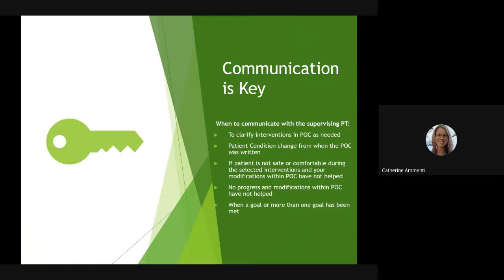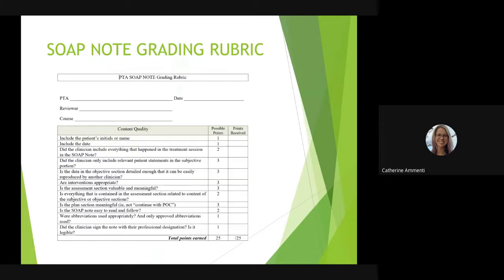And when a goal or more than one goal has been met, you might need more ideas for what to do. They might need to have their goals reestablished, new goals established. Here's a copy of the SOAP Note grading rubric that I'm going to be using. So make sure you look at this when you're writing your note and make sure all the components are in here.